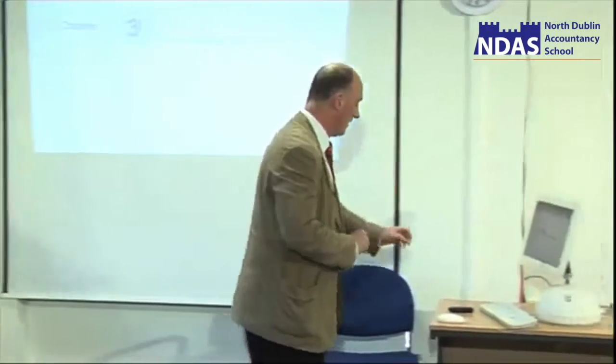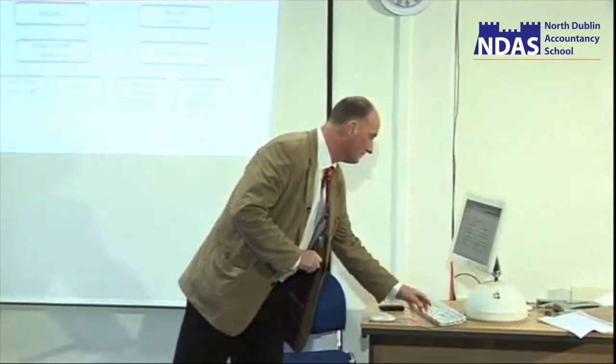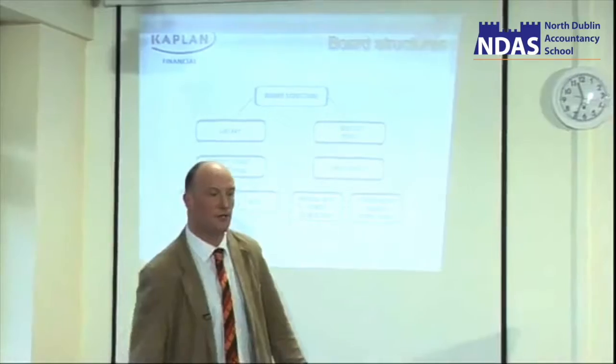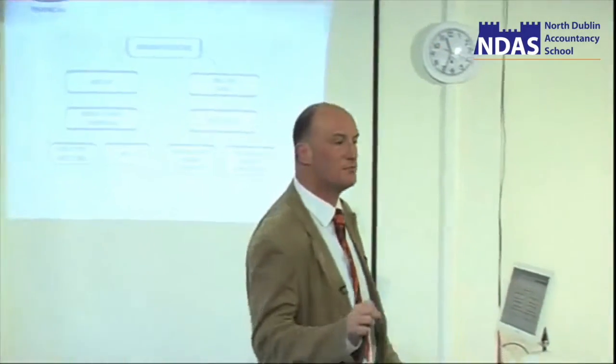Today, as I mentioned, just going into the Board of Directors, and what I want to talk about today is basically the board structure. And as you can see from the notes here, we have two types: unitary board number one and a two-tier number two. And basically with the unitary board, it's one single board and it's composed of directors number one, which are called executive directors, and number two, non-executive directors.